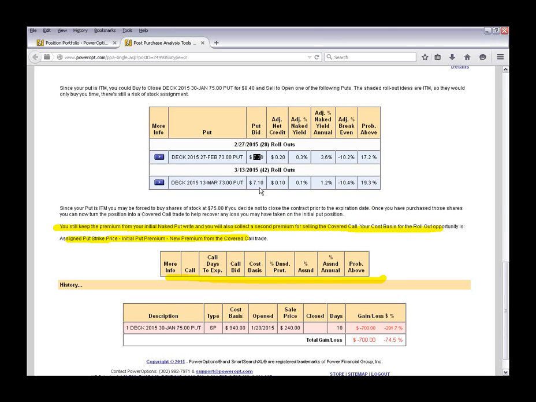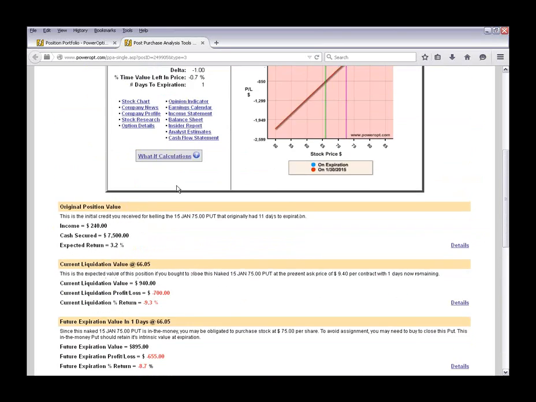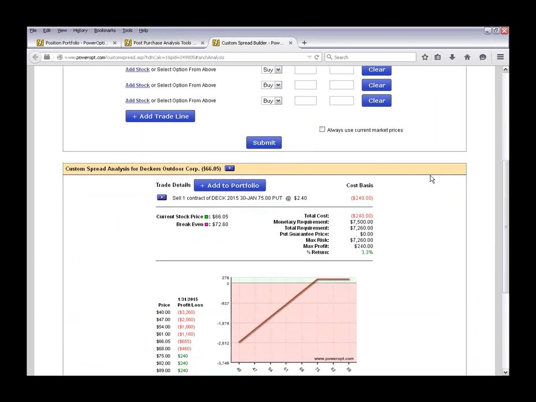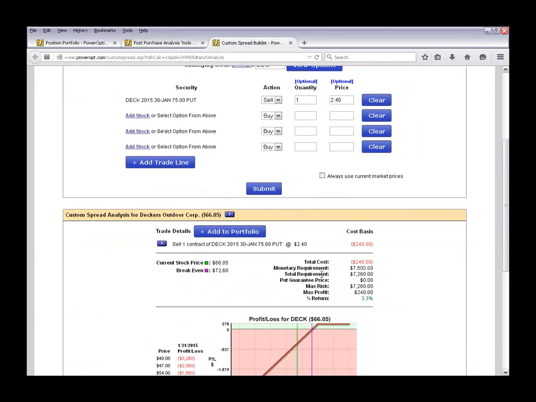So again, what is one of the other things that I could do? Since I don't see any rollout opportunities here I like, let's go to the what-if calculations from that position analysis screen, and this shows us our original position. Now, let's say again, we didn't close the position in time, so we're going to get put stock at 75. But with our premium of 240, we'd have 100 shares of stock at 72.60. And the stock's currently trading at 66. So the 240 we collected is subtracted to give my cost basis for the shares.